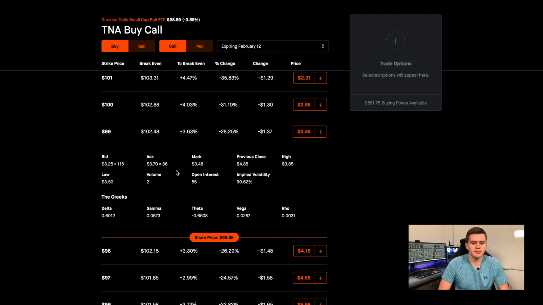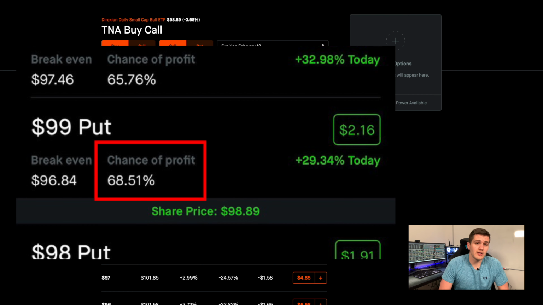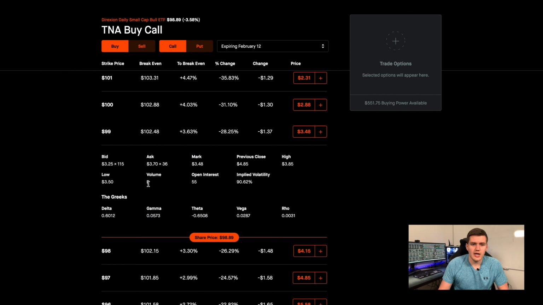You can see information like the previous close, the current high for the day, the current low for the day, how many options have traded for this, what's the open interest and implied volatility by buying this option. Something that the mobile app shows that the current desktop doesn't is the percentage of the probability of profit. Sometimes you'll see a probability of profit that will tell you how likely you are to make a profit if you buy that option.